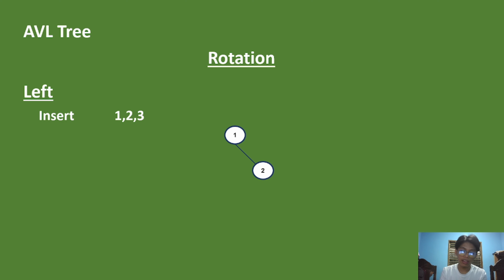And the last one, which is 3. 3 is bigger than 1, so let's go to the right. While 3 is also bigger than 2, so let's still go to the right side. So, it's going to be like this.